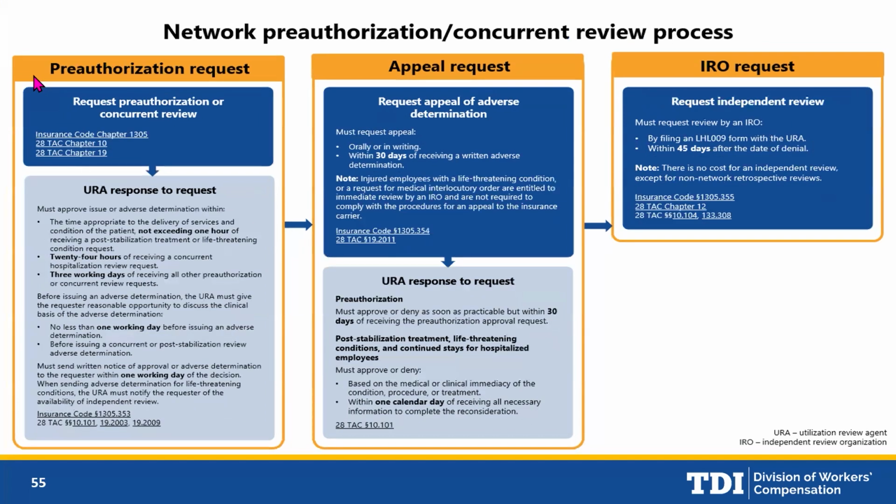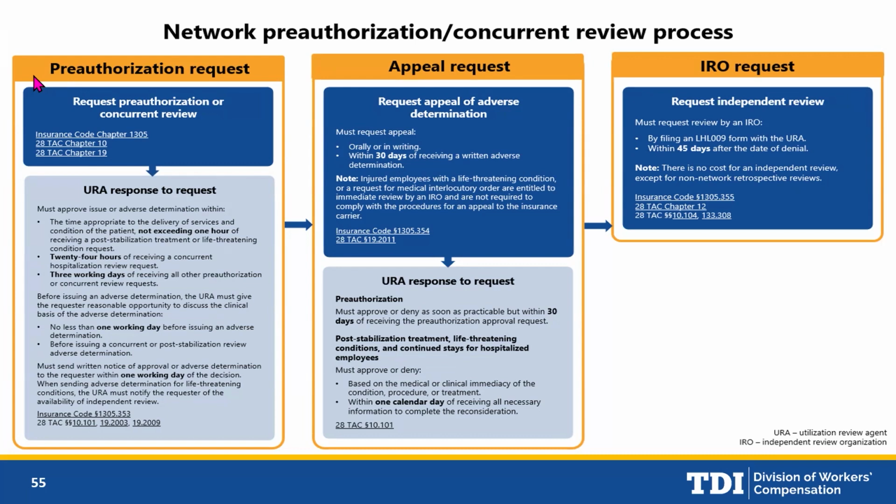And here is your flow chart for network pre-authorization and concurrent review processes. Use those, print those out. They are on our website also that you can look at any time. Make sure your pre-authorization department has these so they can follow along and not miss your deadlines. And also, your pre-auth department needs to be trained up on the treatment guidelines and substantiating and documenting a request for medical necessity.